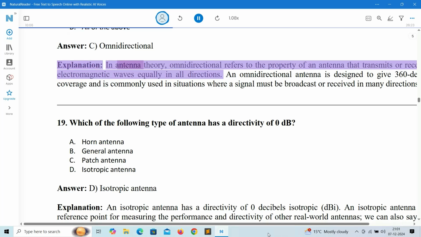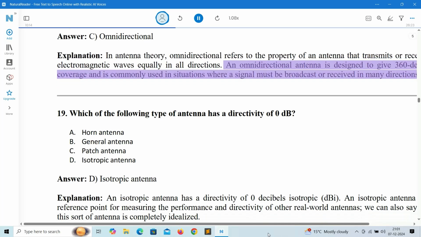Explanation: in antenna theory, omnidirectional refers to the property of an antenna that transmits or receives electromagnetic waves equally in all directions. An omnidirectional antenna is designed to give 360-degree coverage and is commonly used in situations where a signal must be broadcast or received in many directions.